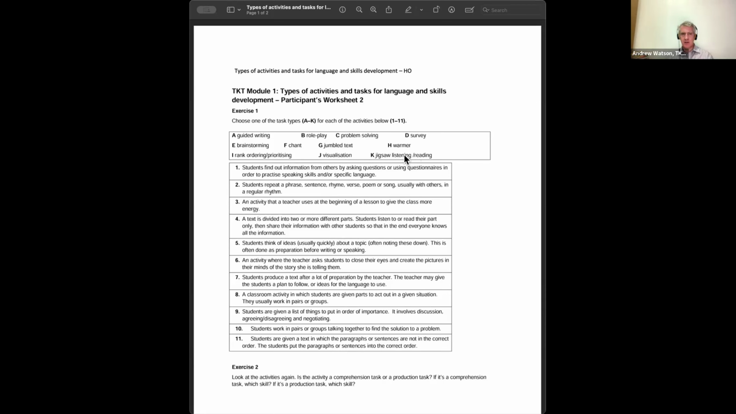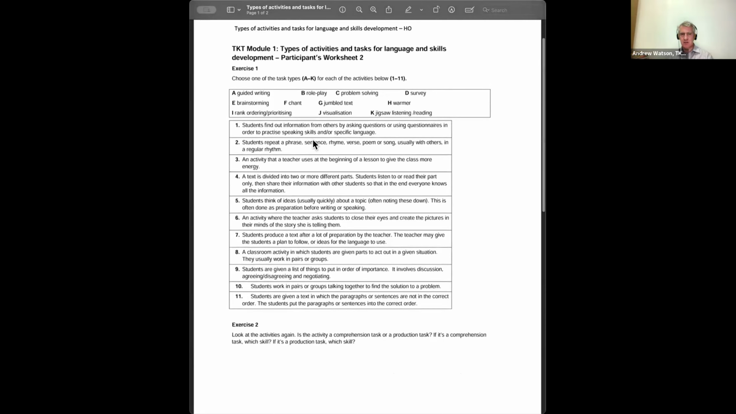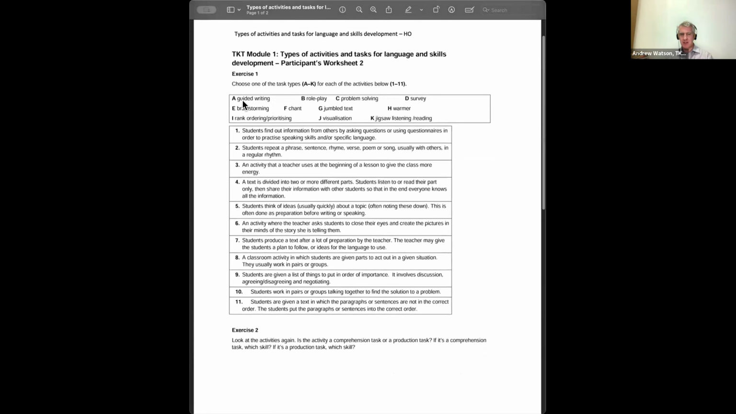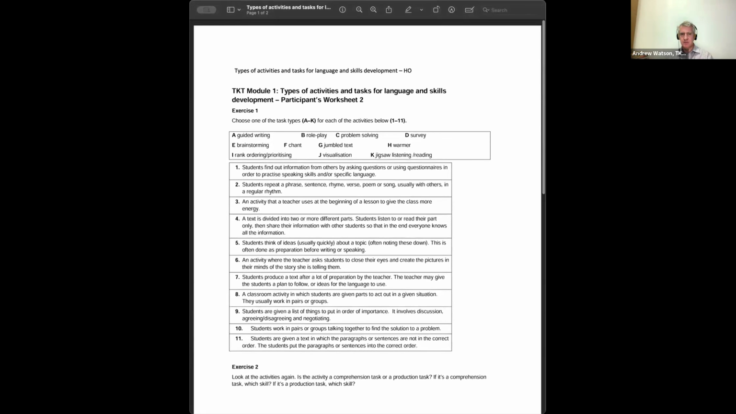So I'd like you to read the activities and match the letters to the numbers. Let's do the first one together to see how good we are. Xochitl, could you read number one for us?